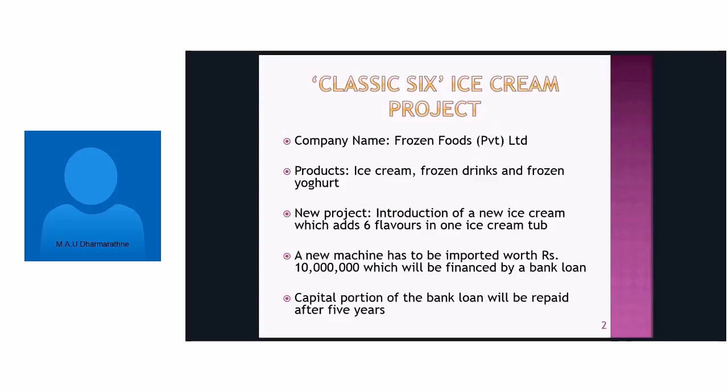So we are initially planning to produce 1-liter ice cream tubs, and we looked for a machine that can pour 6 ice cream flavors at once. Unfortunately, in Sri Lanka we couldn't find such a machine. Therefore, we found a machine in Denmark, and we are planning to import it, and the cost of that would be 10 million rupees.